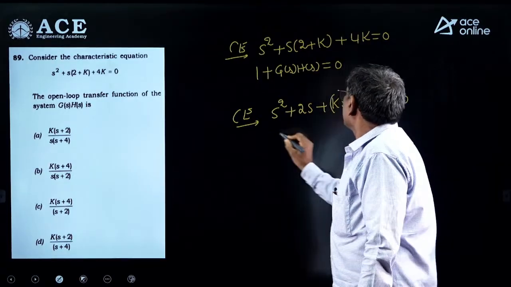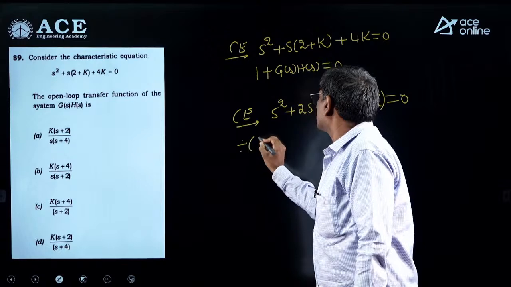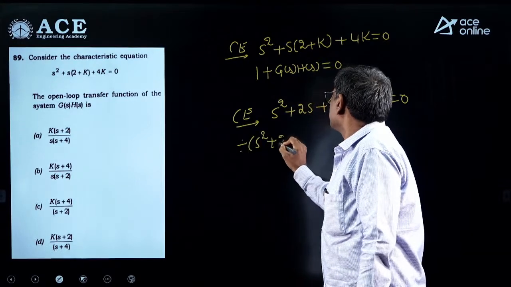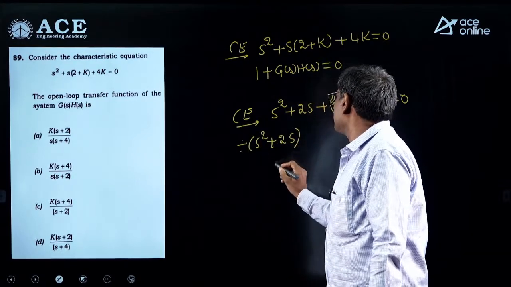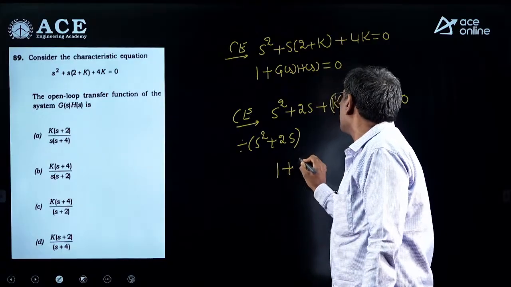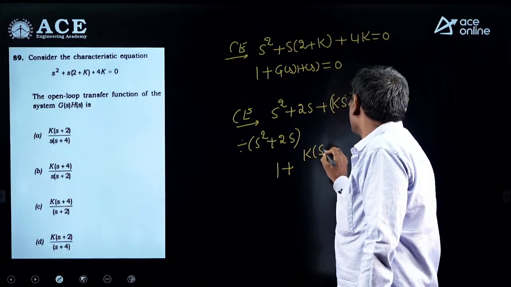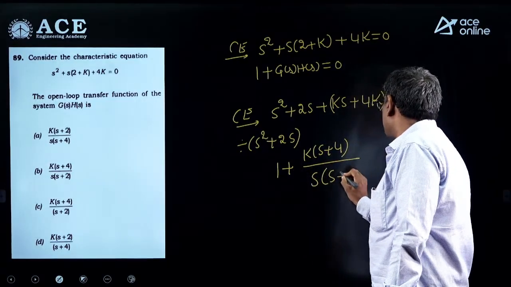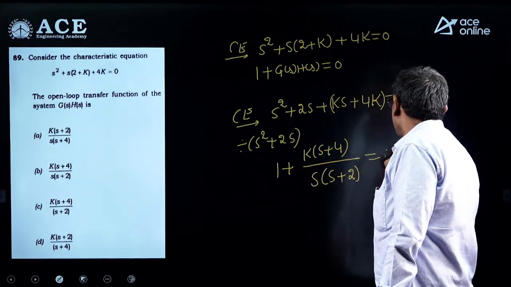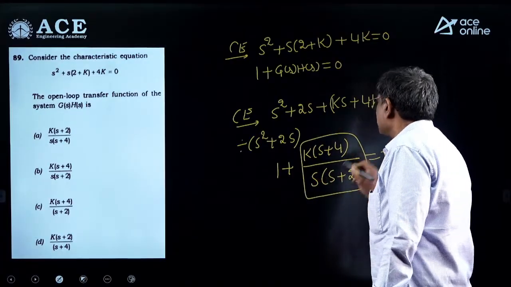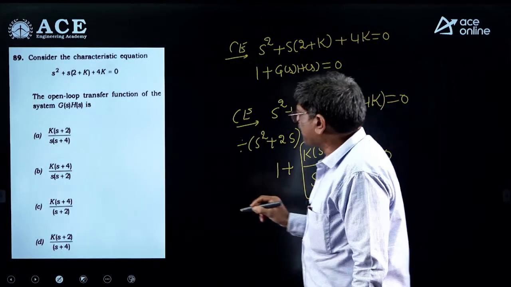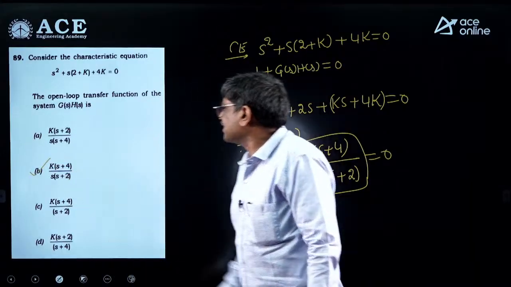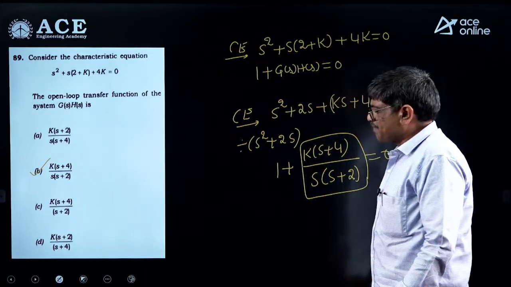Now you divide with S square plus 2S, then compare with 1 plus GH. Then you will get the answer: 1 plus K into S plus 4 divided by S into S plus 2 equal to 0. This is nothing but GH. So that is K into S plus 4 by S into S plus 2. Answer is B.